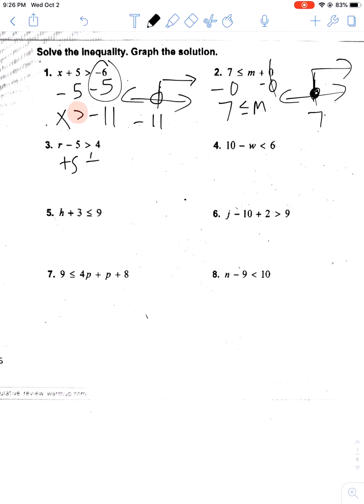Here, add 5, r is greater than 9. Go ahead and put a 9. Open circle because there's no line underneath, r is bigger.